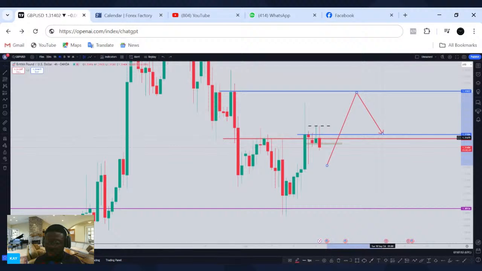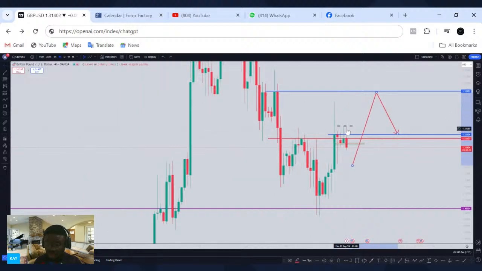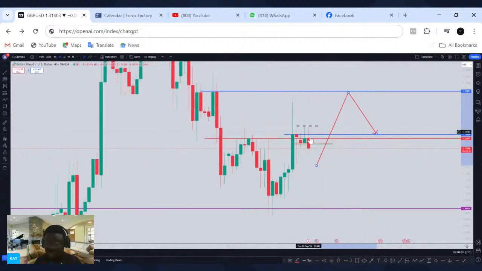You get it? Because sometimes, see this one for instance, it has broken this one. You get it? It has broken this one. So maybe my strategy was I programmed it that anytime a structure forms, when it breaks, it should enter. Now I've got a losing trade. You get it? So it's not advisable to be using a robot to trade.